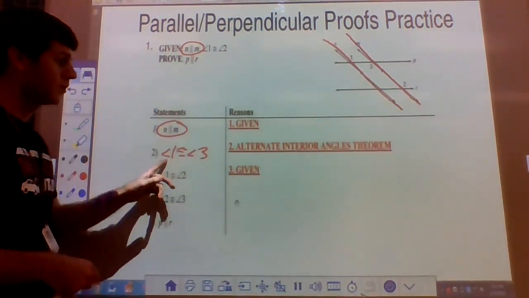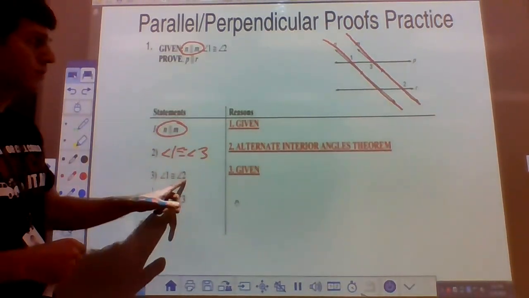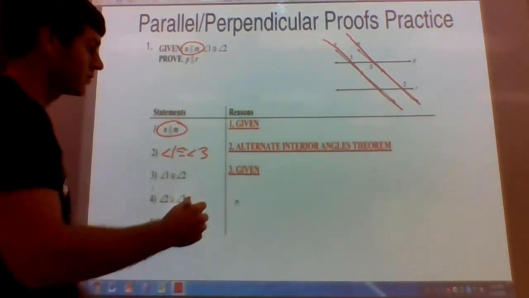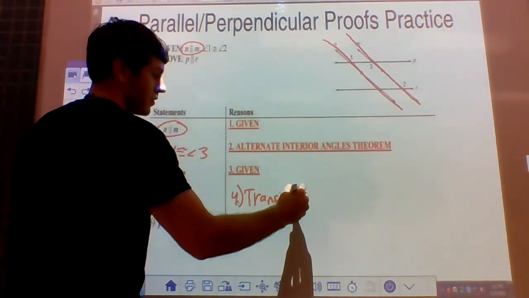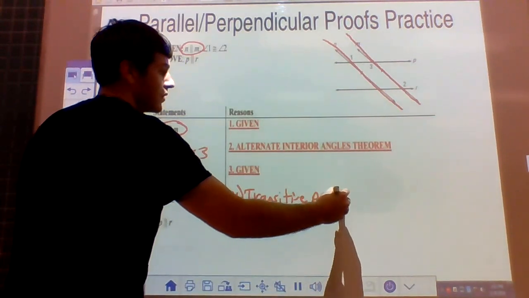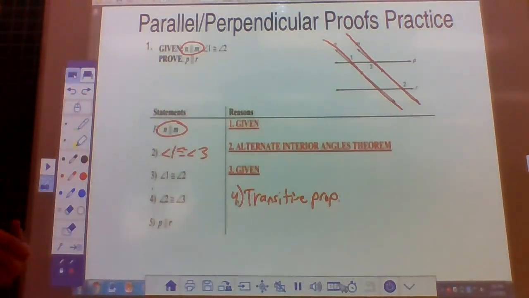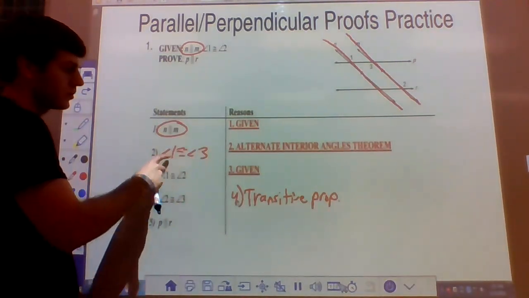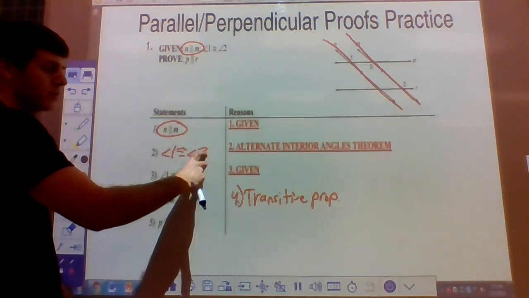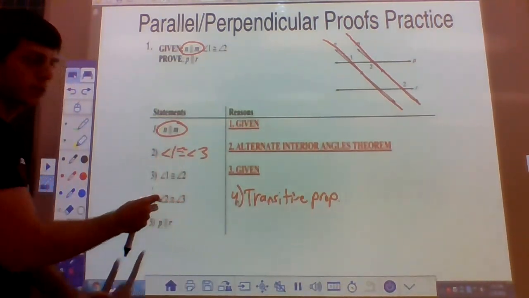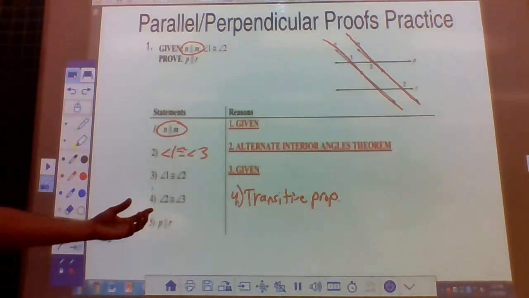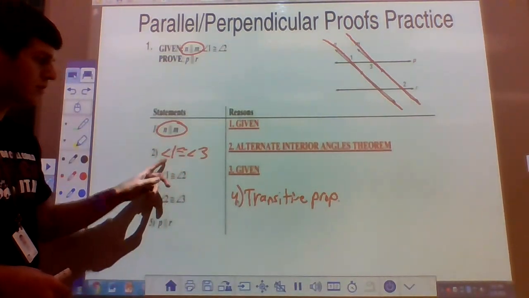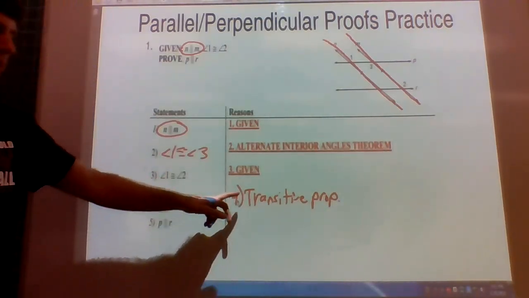And then since angle 1 is congruent to angle 3, and angle 1 is congruent to angle 2, we can use the transitive property, which says that if A is equal to B and B is equal to C, then A is equal to C. So here we have angle 3 is congruent to 1 and angle 2 is congruent to 1. So they're both congruent to angle 1, therefore they're congruent to each other by the transitive property.